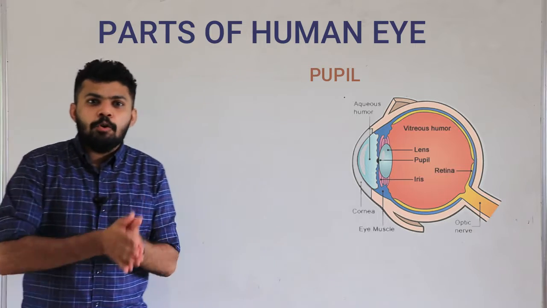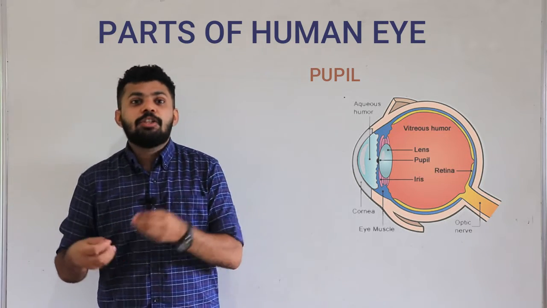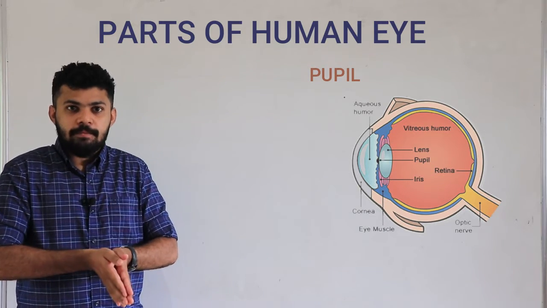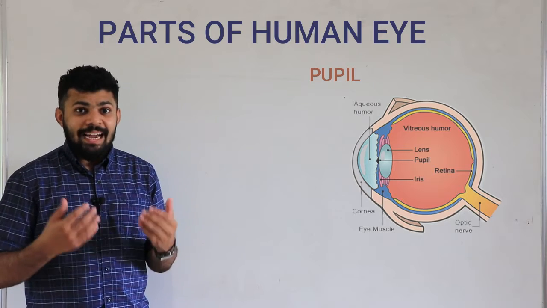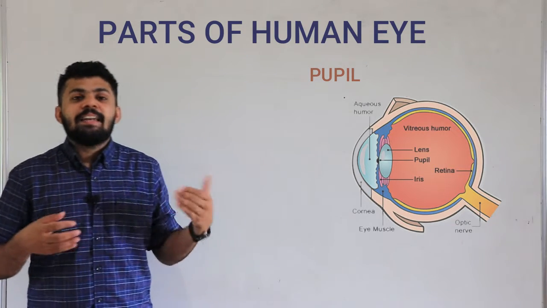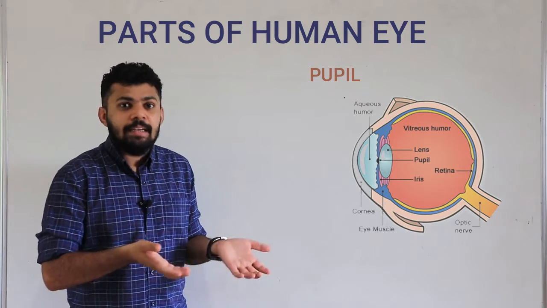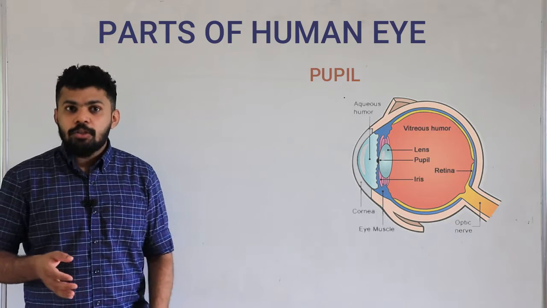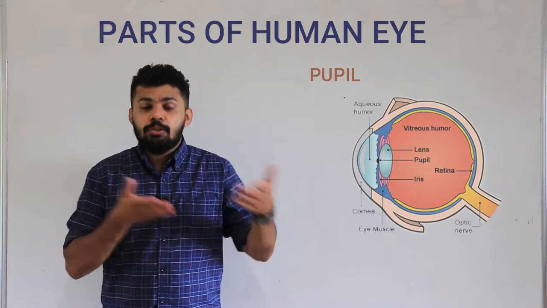If you look at the pupil, it's a hole through which the light is entering the lens. This black hole is called the pupil, and the pupil can control the light entering the eye. If the pupil is very small, then less light will enter the eye, and if the pupil is large, then more light can enter the eye. So the pupil can control the light which is entering our eye.